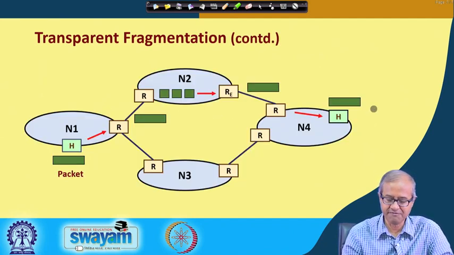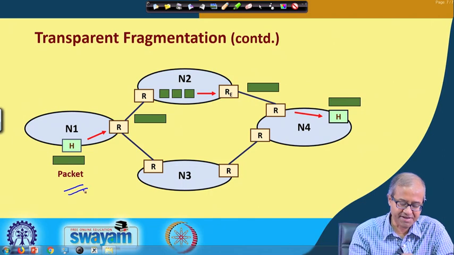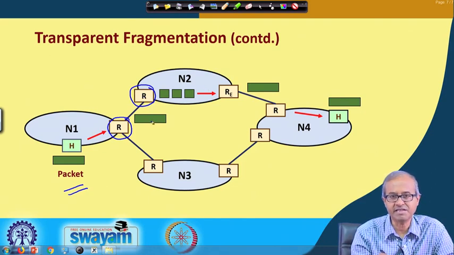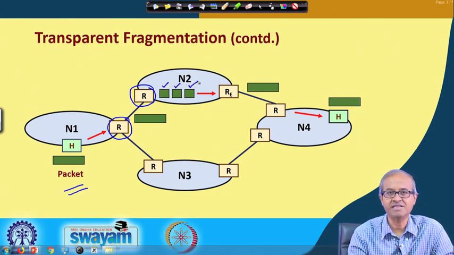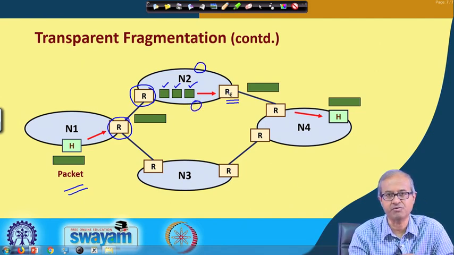So, talking about transparent fragmentation, I am illustrating this with the help of this simple example. Suppose I have a larger packet which is being generated by this host in network N1, sent to this particular router. This router forwards it to this router of network N2. So, this original packet reaches R. Now, R sees that this packet is too large and the MTU of N2 is smaller. So, what does it do? It breaks up the packet into 3 smaller packets. These are the fragments, okay? And they are sent to the same exit router. There can be multiple other routers also here, but I am showing only one router.